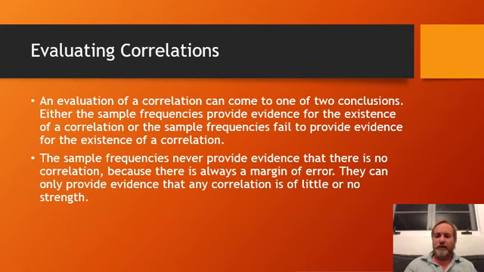I guess you will always have more than one, if you're talking about correlation. So the sample frequencies never provide evidence that there is no correlation. And this is because there's always a margin of error. Recall that no correlation means that the proportions of the two variables in the population are exactly the same, and with a margin of error, you can never know that. You can never know that they're exactly the same. There's always the possibility that they're different.